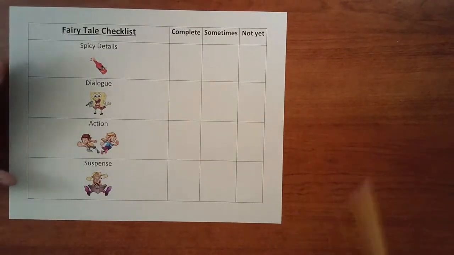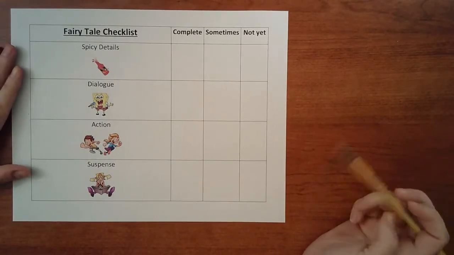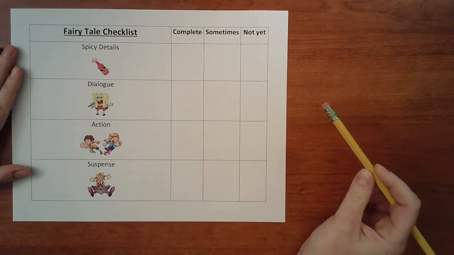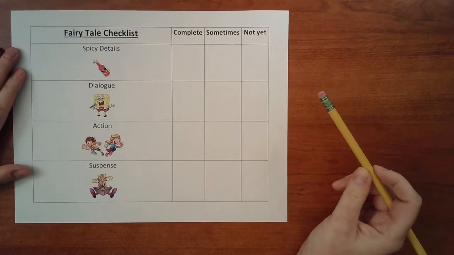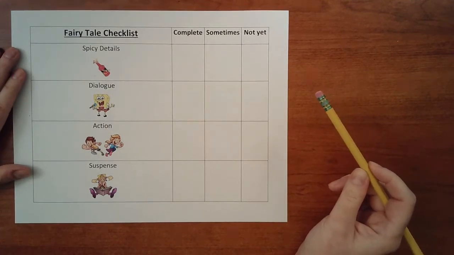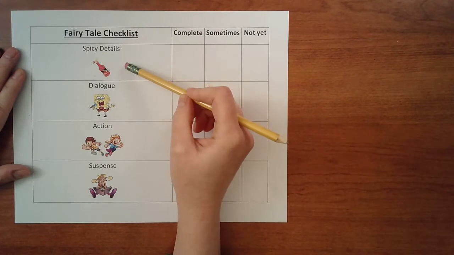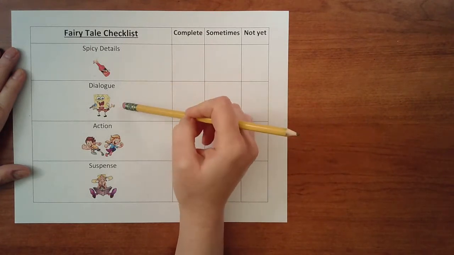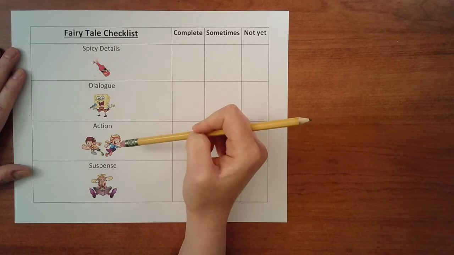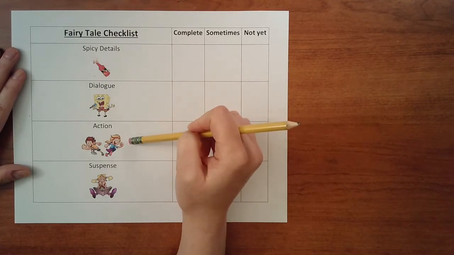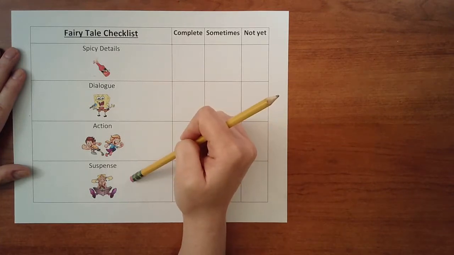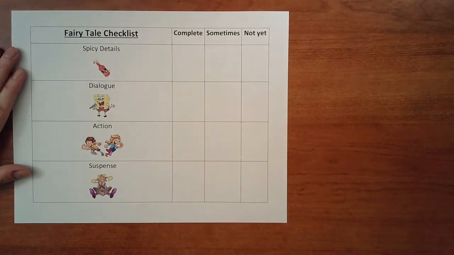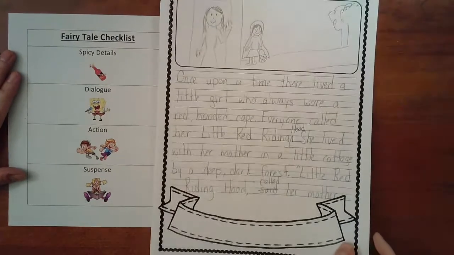So what we're going to do is we're going to use a fairy tale checklist. A fairy tale checklist. Yours is going to be on Seesaw, but I just printed it out so you can see it a little more easily. And the things that you're going to be looking for in your fairy tale, in your Three Little Pigs, is to see if you did spicy details, if you added dialogue. See, there's SpongeBob talking. If you made the characters move by adding action, and if you added suspense. So I'm going to read my story.